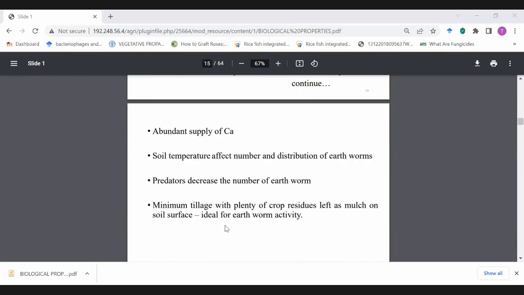Predators are animals that decrease the amount of the earthworms. Then, plenty of tillage conditions and mulch on the soil surface are ideal for earthworm activity.